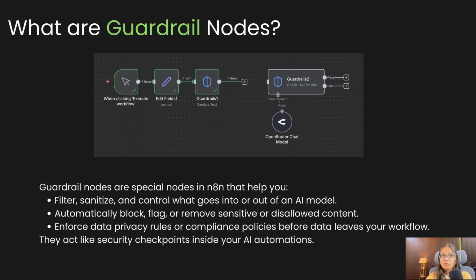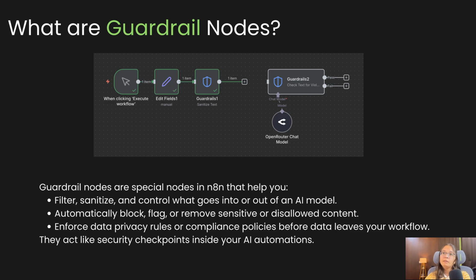What are Guardrail nodes? Guardrail nodes are special nodes in n8n that help you enforce specific rules on incoming or outgoing text within your workflows. They give you proper control over what information is being sent to the AI model and what outputs it has. This ensures you have complete control over your automation, so you can feel comfortable with your workflow.